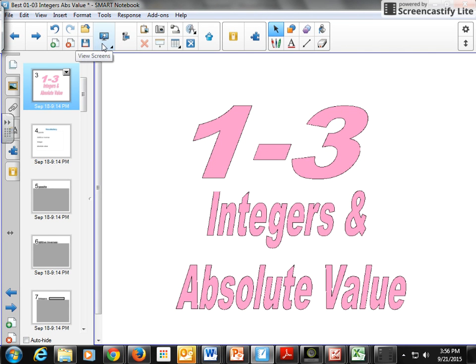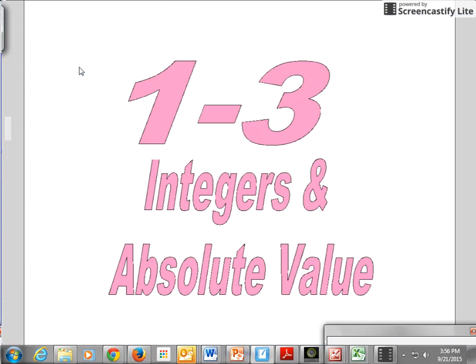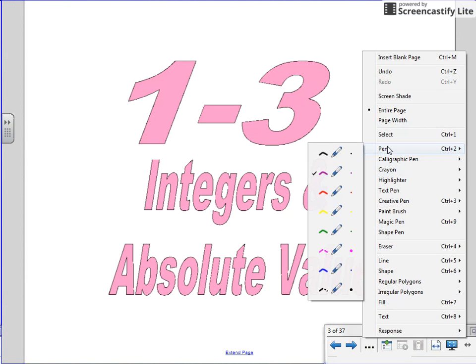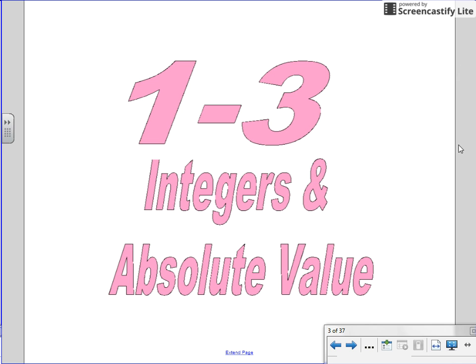All right, here comes the next section. At the top of your notes, put in 1-3, integers and absolute value. Okay, you get that written while I get my pen and stuff ready.